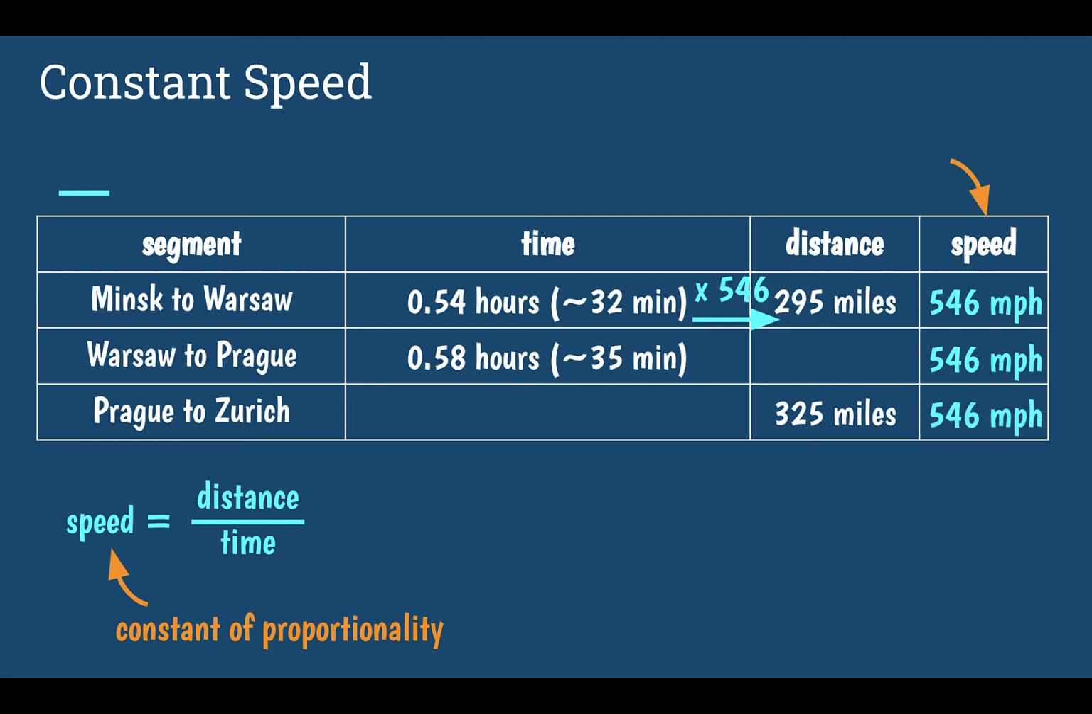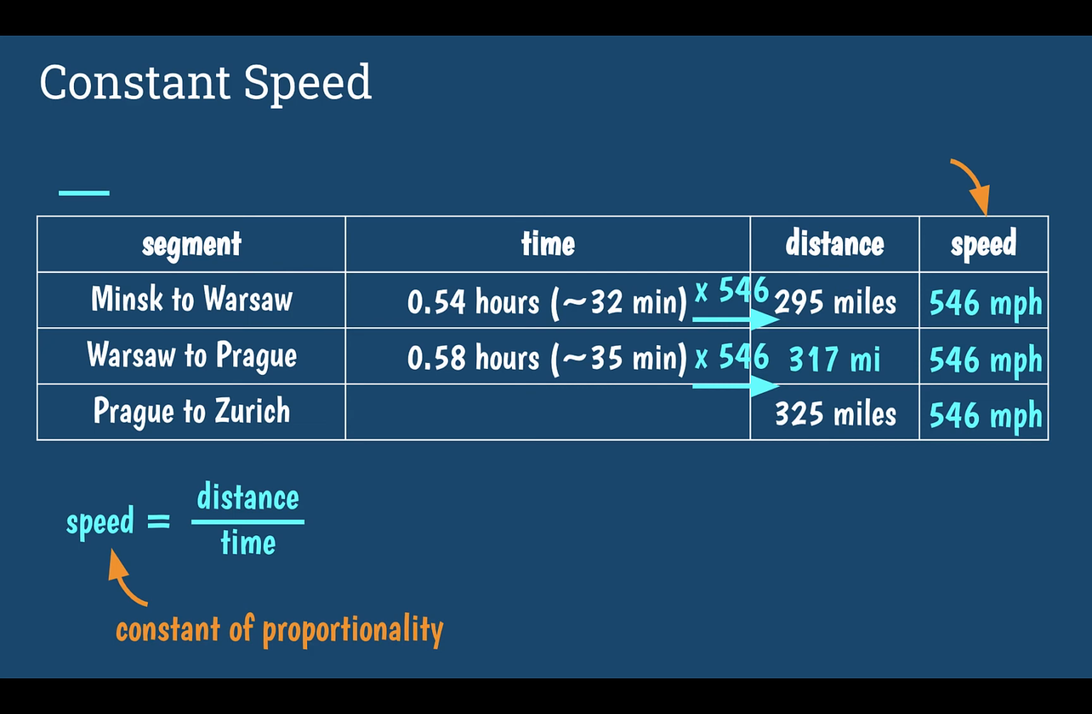So I'm going to write that for Warsaw to Prague and Prague to Zurich. We're keeping our speed. If I know that, going from Warsaw to Prague, I can figure out my distance because 546 is my constant of proportionality. I can just multiply by 546. So 0.58 times 546 is 317 miles.